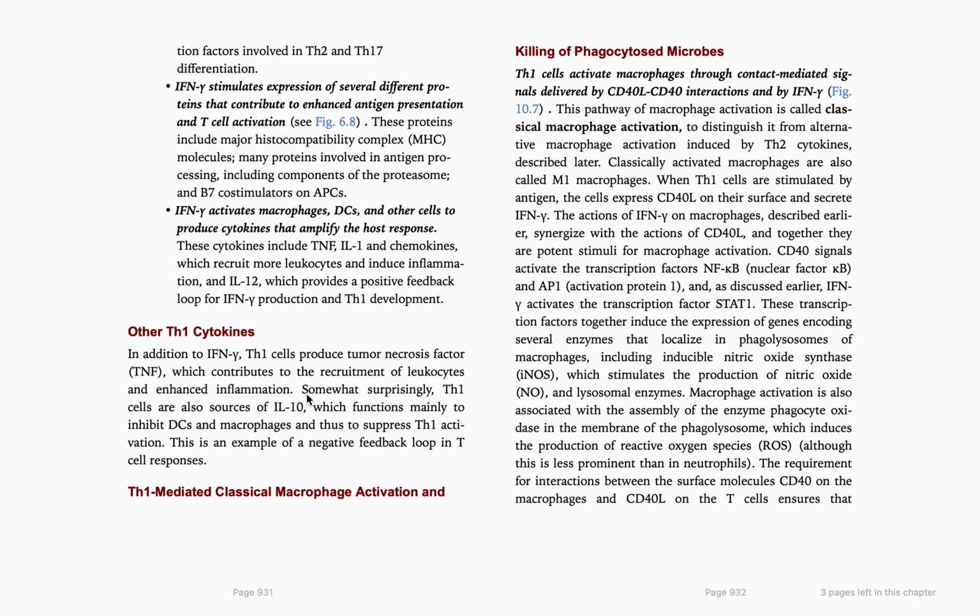These transcription factors together induce the expression of genes encoding several enzymes that localize in phagosomes of macrophages, including inducible nitric oxide synthase, which stimulates the production of nitric oxide, and lysosomal enzymes. Macrophage activation is also associated with the assembly of the phagocyte oxidase enzyme in the membrane of phagosomes, which induces the production of reactive oxygen species, although this is less prominent than in neutrophils.